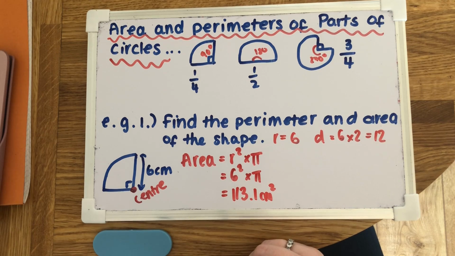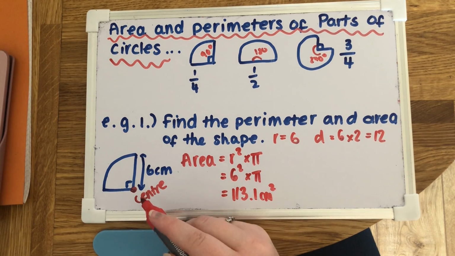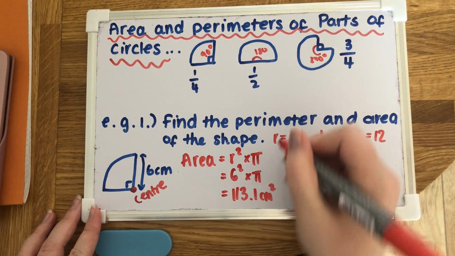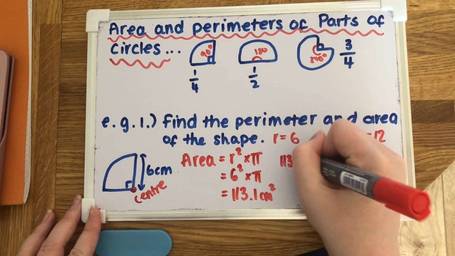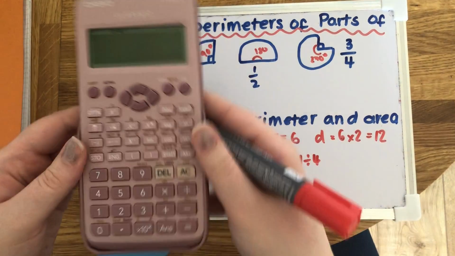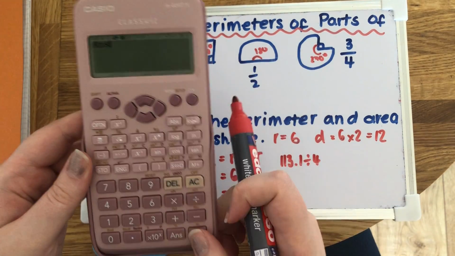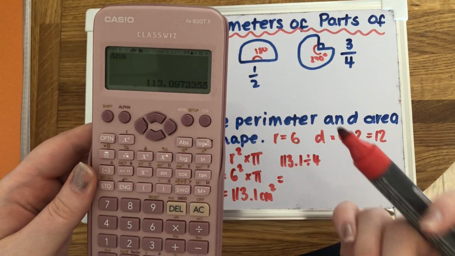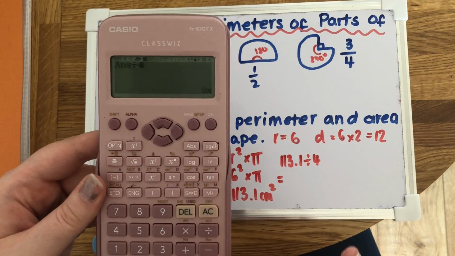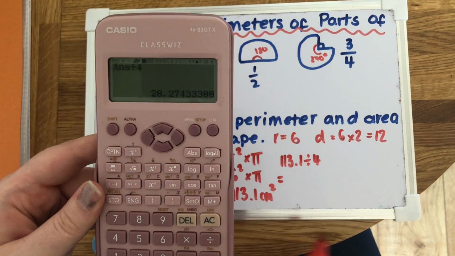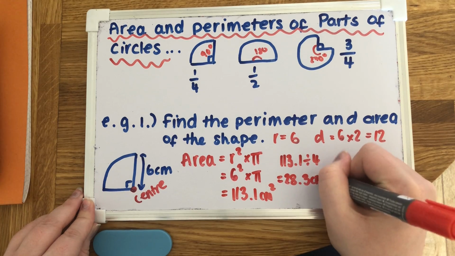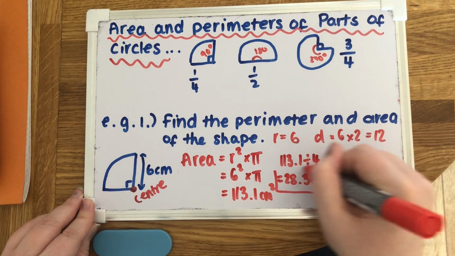Now the issue is, again, we don't want the whole circle. We only want a quarter of it. So all we do with our answer is divide it by 4. Your answer should still be on the calculator. So if you just click answer, it's quite a good method because it keeps all the decimal places that you need. So answer divided by 4, 28.3. Okay, so that's the area.